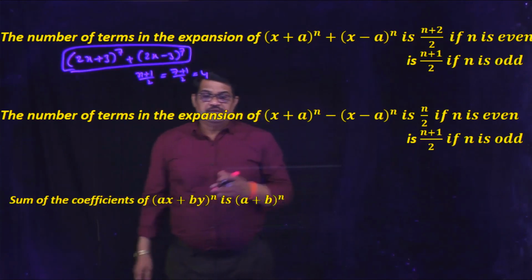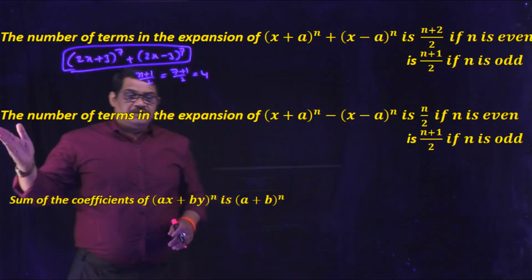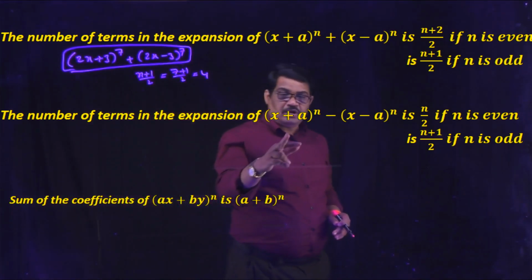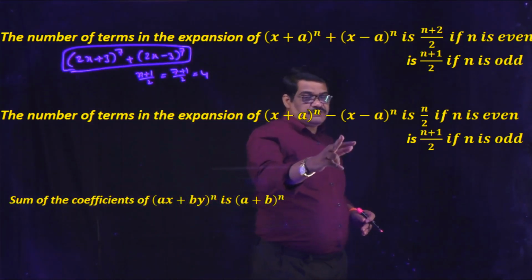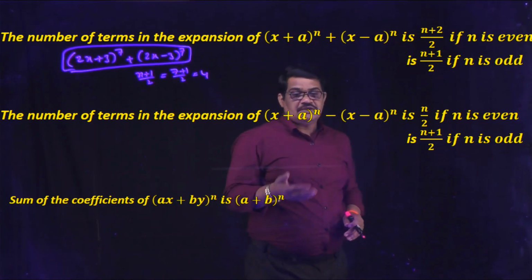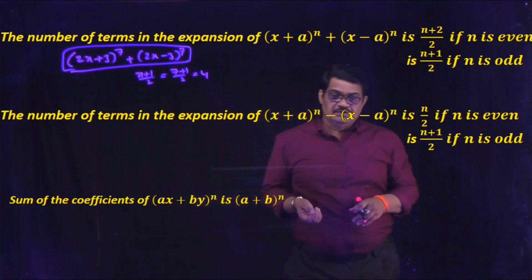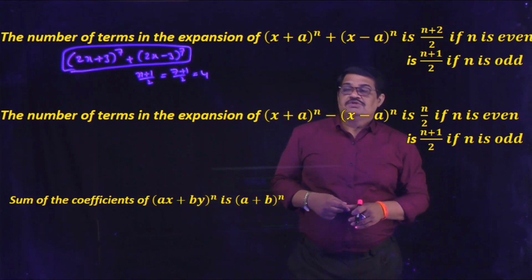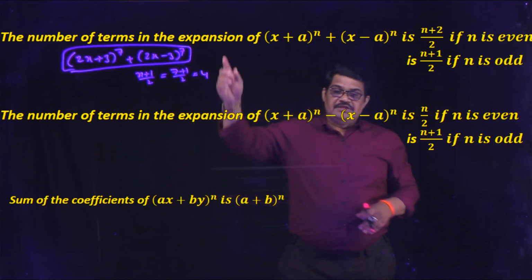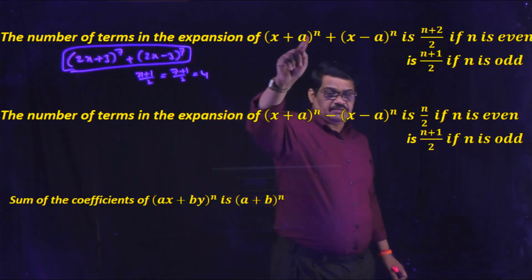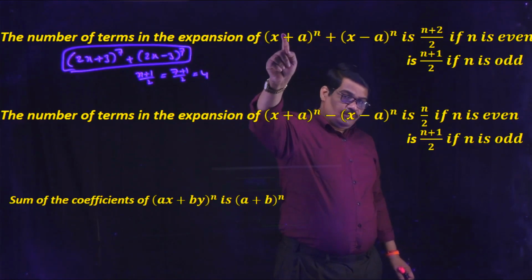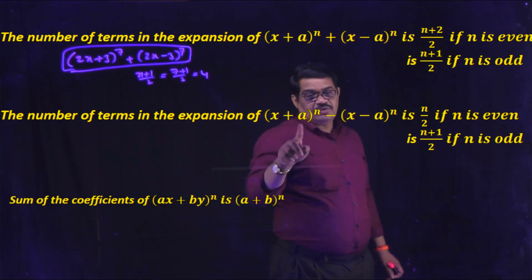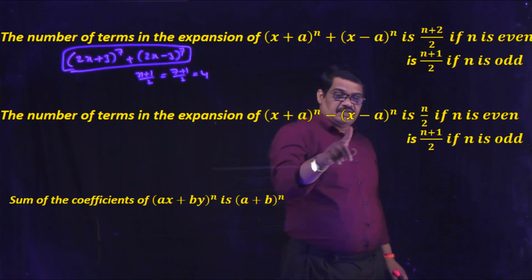Okay. Another similar concept here. The number of terms in the expansion of (x + a)^n - (x - a)^n is n/2 if n is even, and if n is odd, the number of terms is (n + 1)/2. So in the above formula there is a plus between the two expressions, (x + a)^n + (x - a)^n. In this formula, it is (x + a)^n - (x - a)^n.